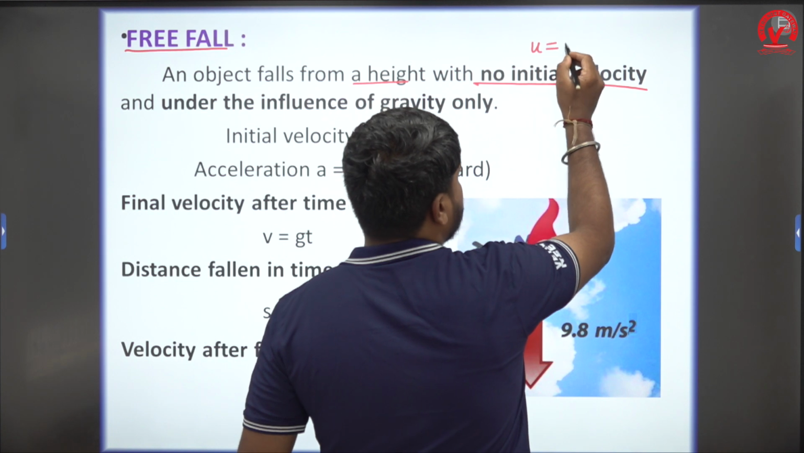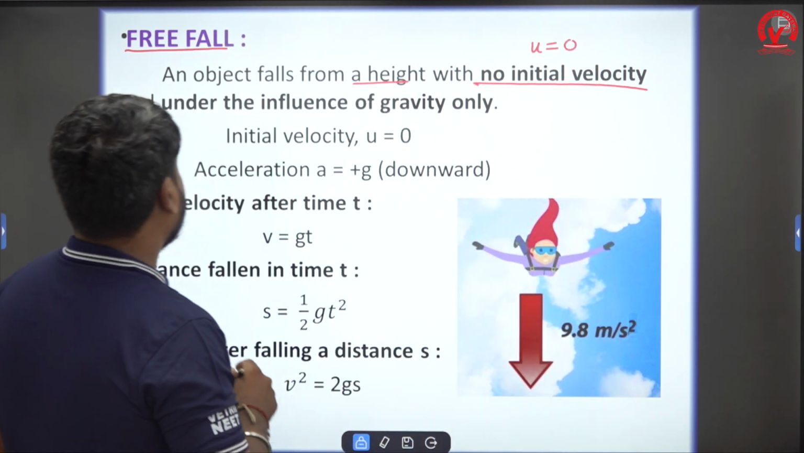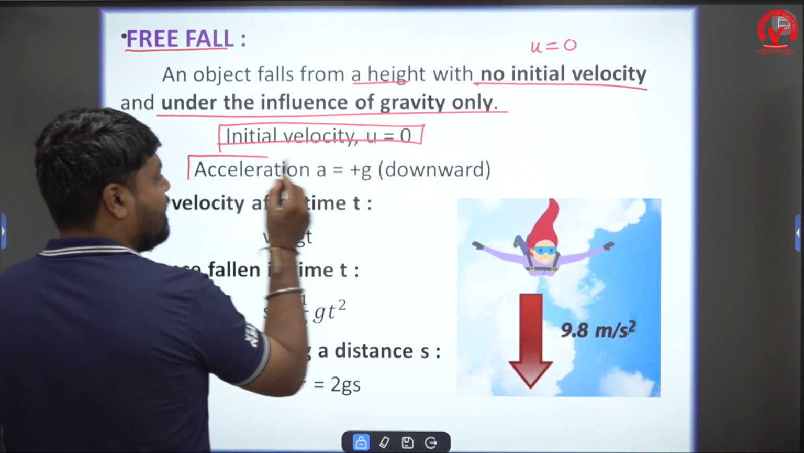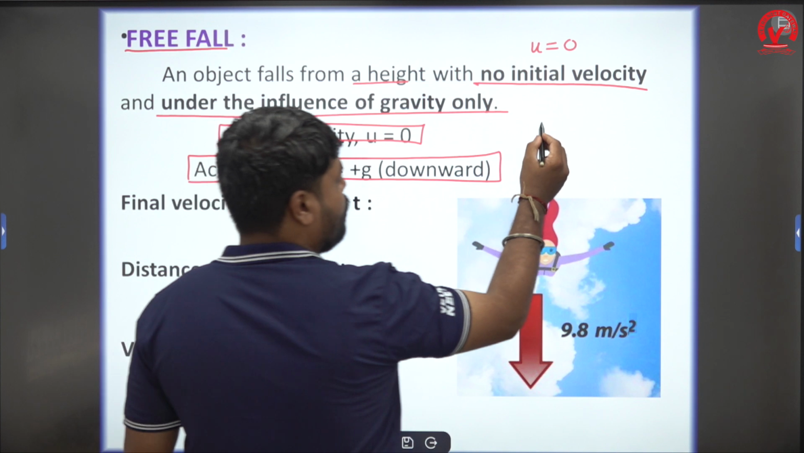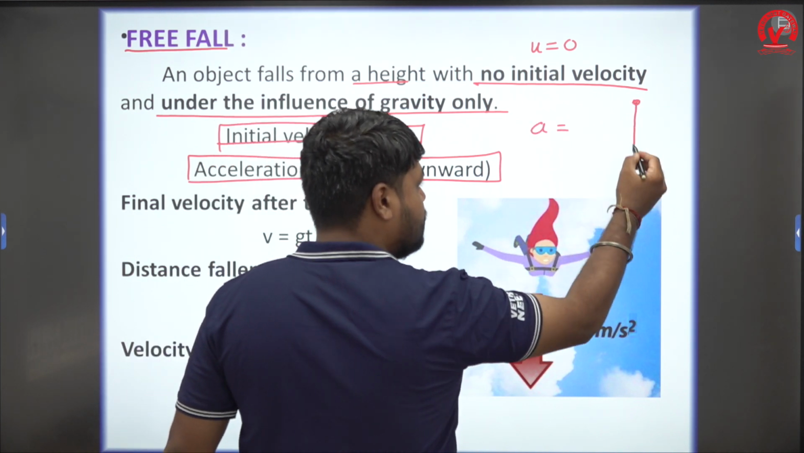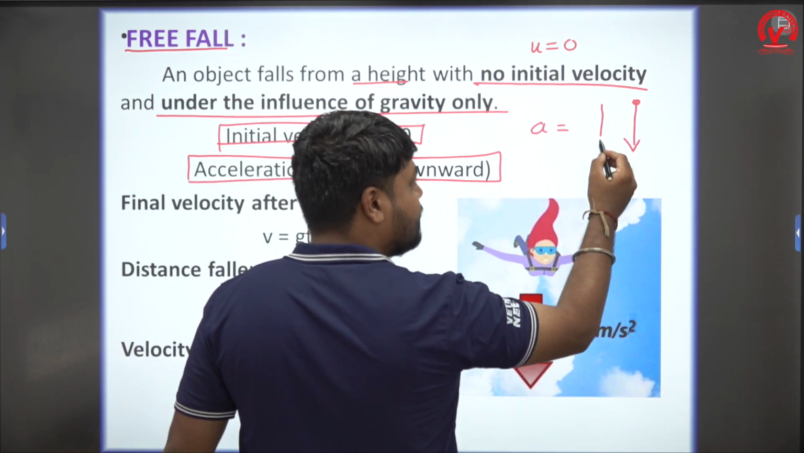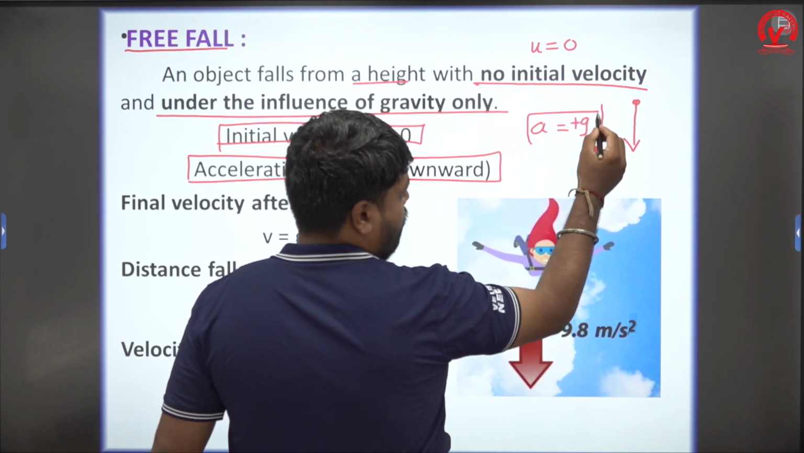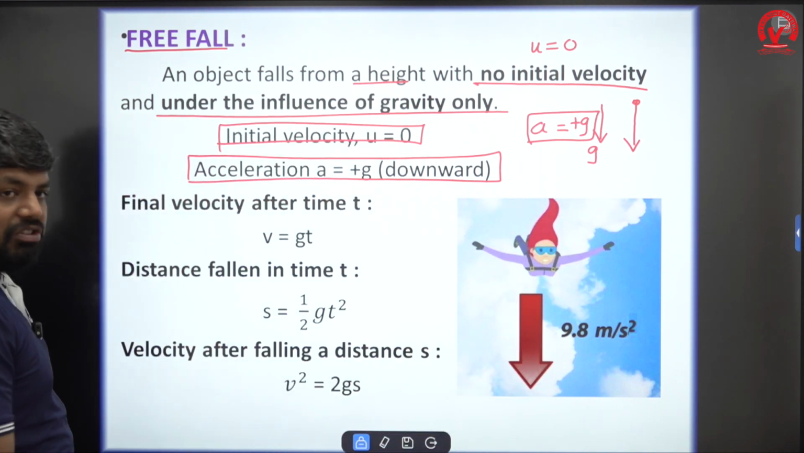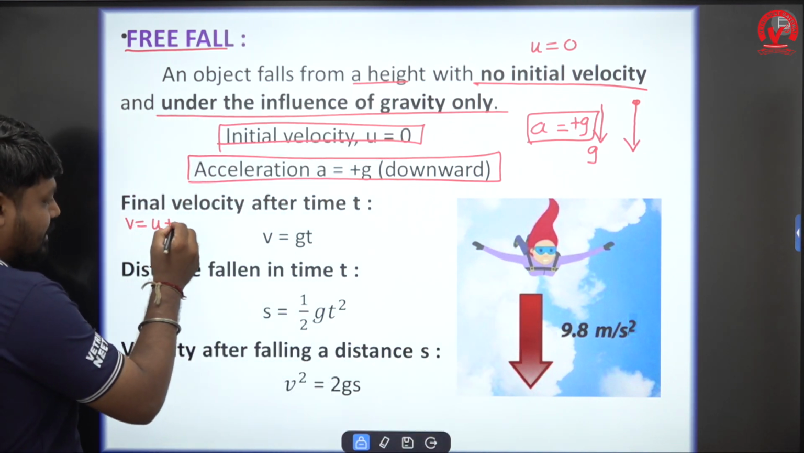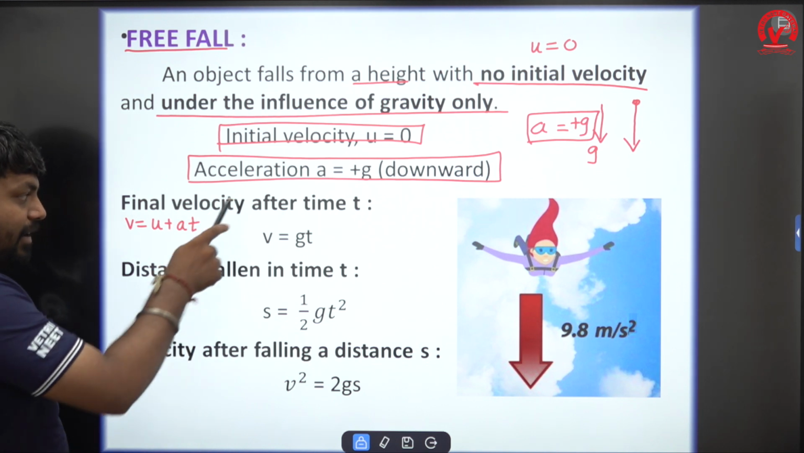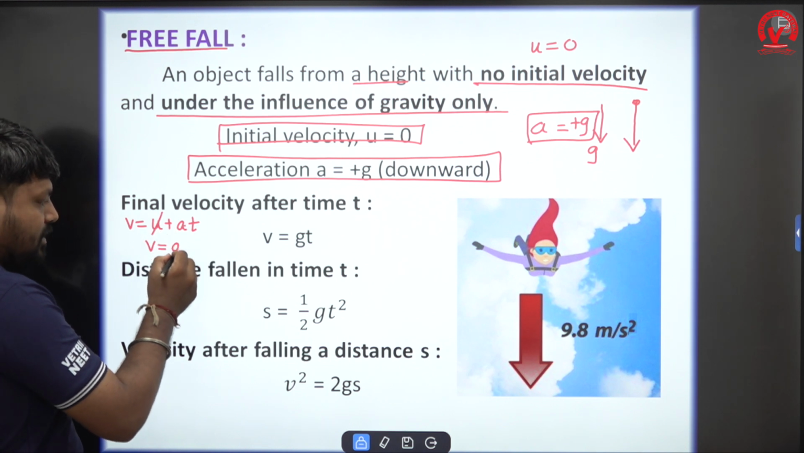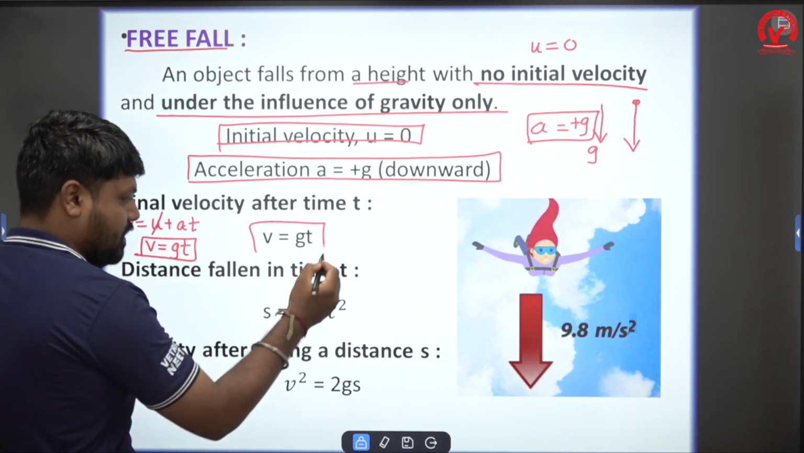Initial velocity means u is equal to 0. Keep this well in mind, under the influence of gravity only. So initial velocity is how much? u is equal to 0. Acceleration is due to whom? Gravity only, right? The object falls downwards, and the gravity is also acting downwards. Both are in the same direction, so plus g. So what is the first equation? v is equal to u plus at. Yes or no? In the freely falling body, u becomes 0, a becomes g. So v is equal to gt. This is the first equation.